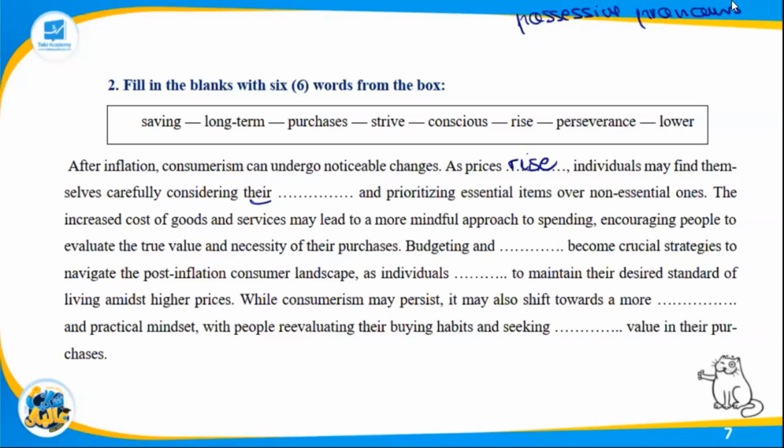So, what are they taking into consideration? Their, so this means possessive pronoun plus noun. And prioritizing essential items over non-essential ones. So, they are prioritizing or taking into consideration purchases, très bien. Their purchases. Okay? All right. The increased cost of goods and services may lead to a more mindful approach to spending, encouraging people to evaluate the true value and necessity of their purchases.